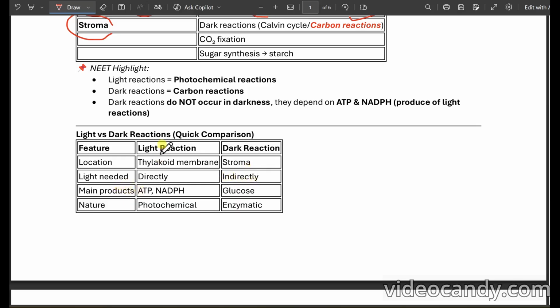The main products of the light reaction are ATP and NADPH. In the dark reaction, the main product is glucose. The light reaction is a kind of photochemical reaction. I told you why it is photochemical. Here it's an enzymatic reaction. Why enzymatic? To fix the carbon dioxide to glucose, it needs enzymes. That's why it's called an enzymatic reaction.